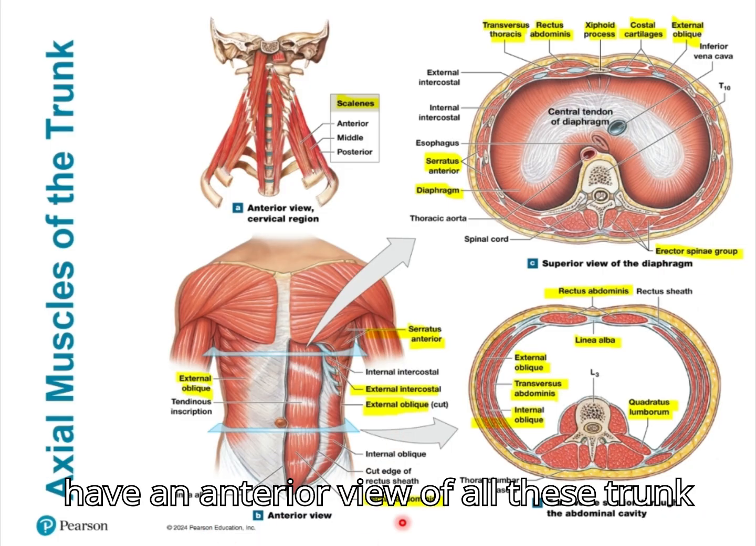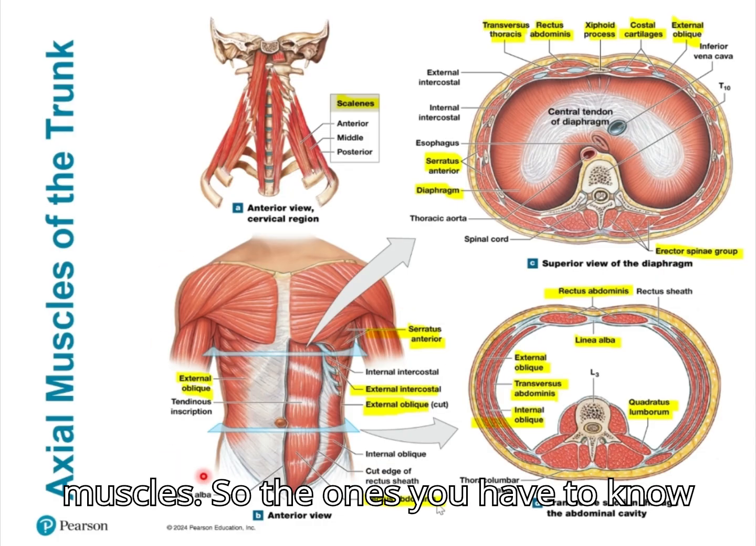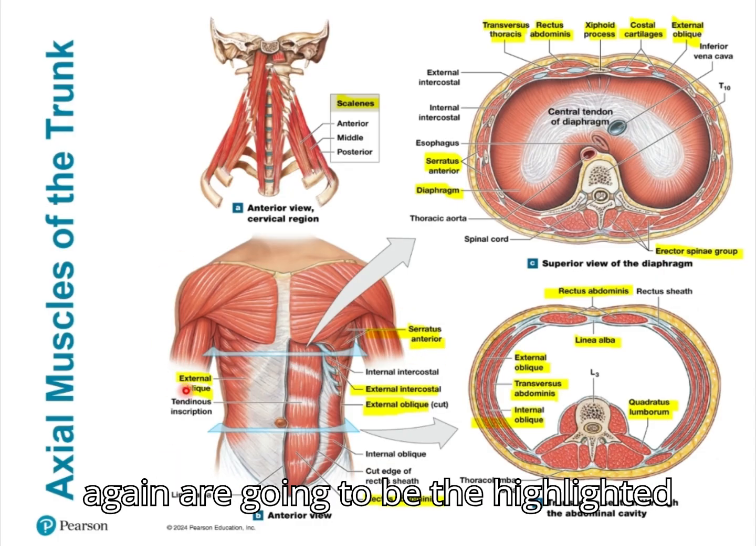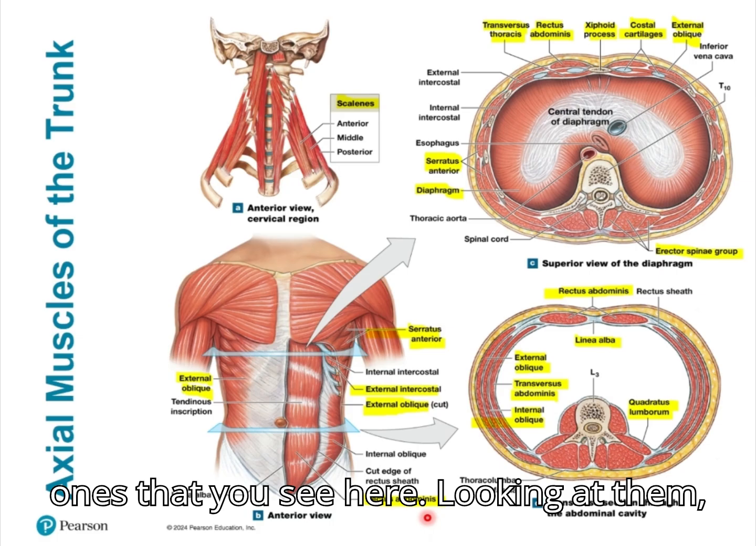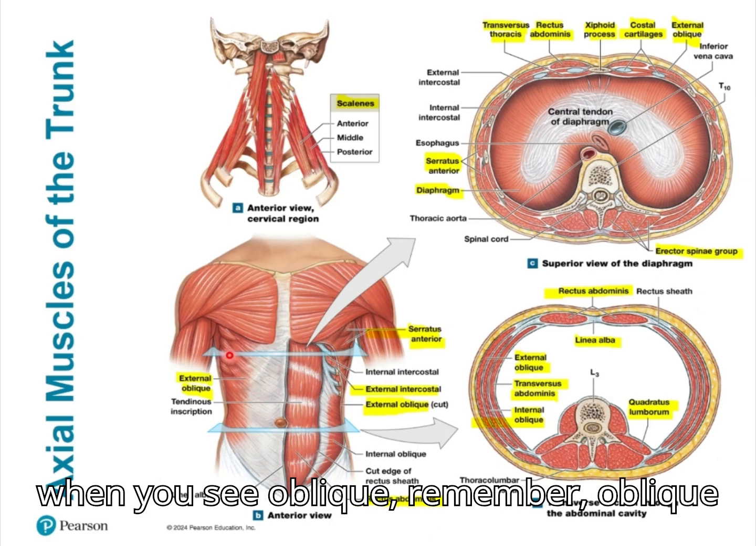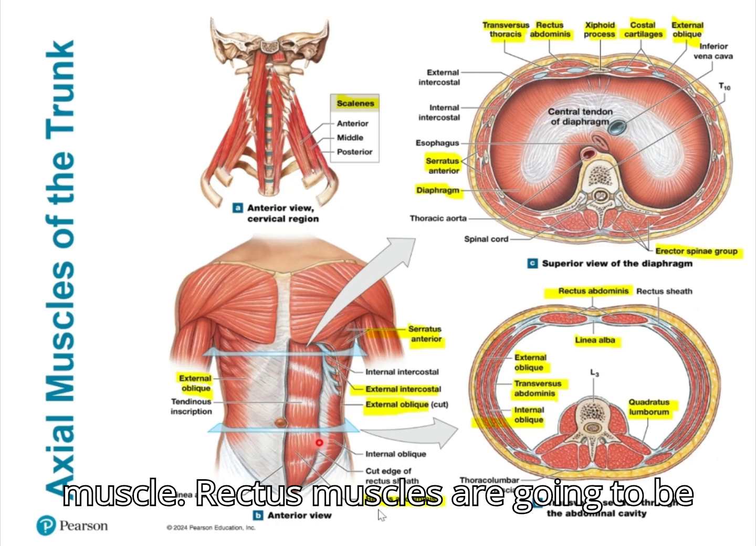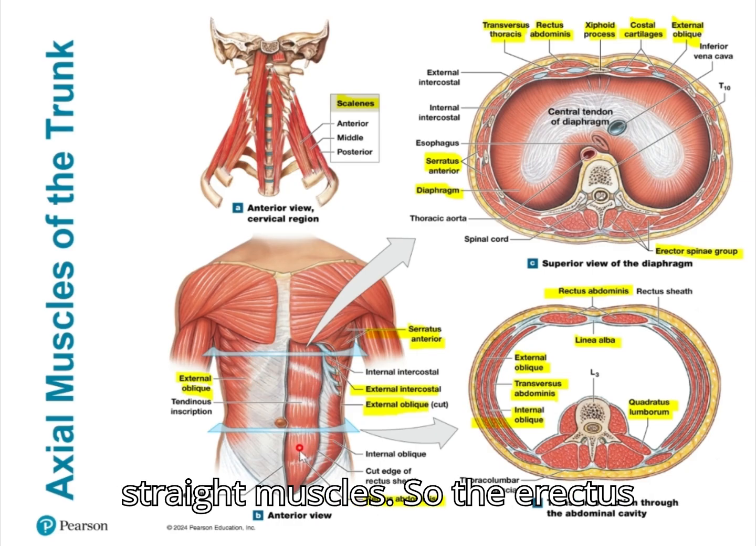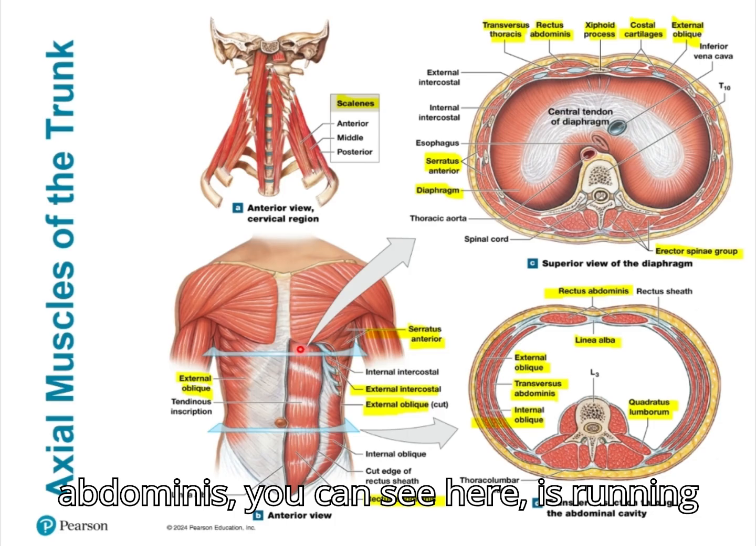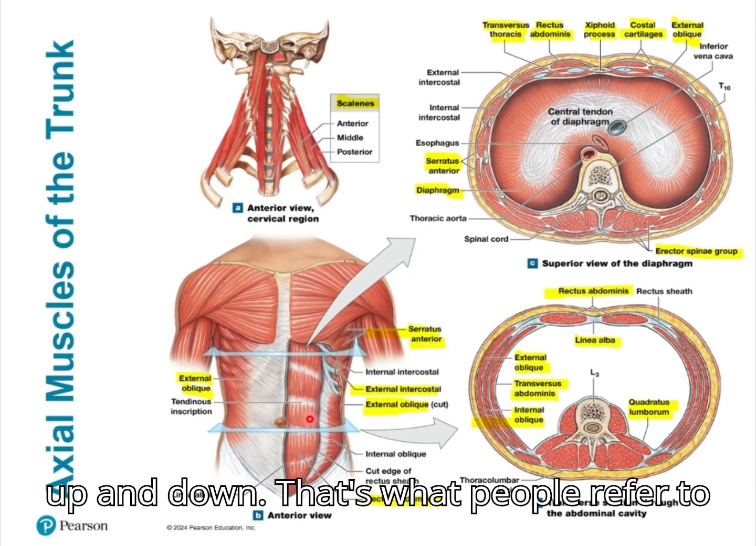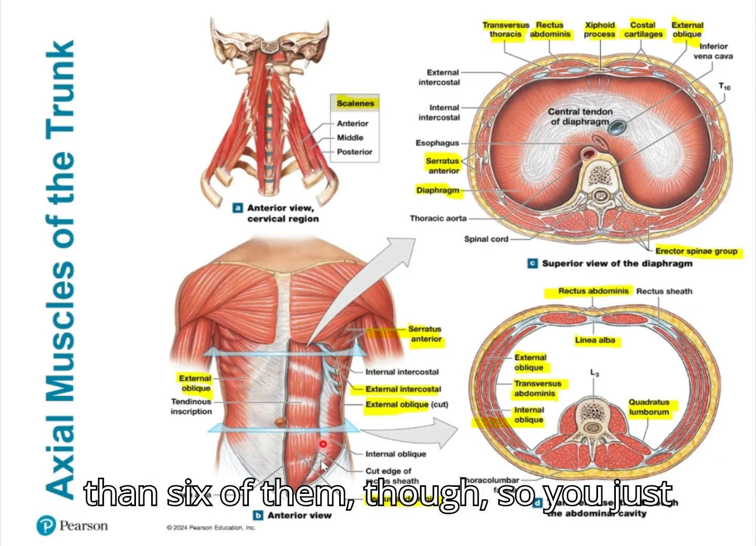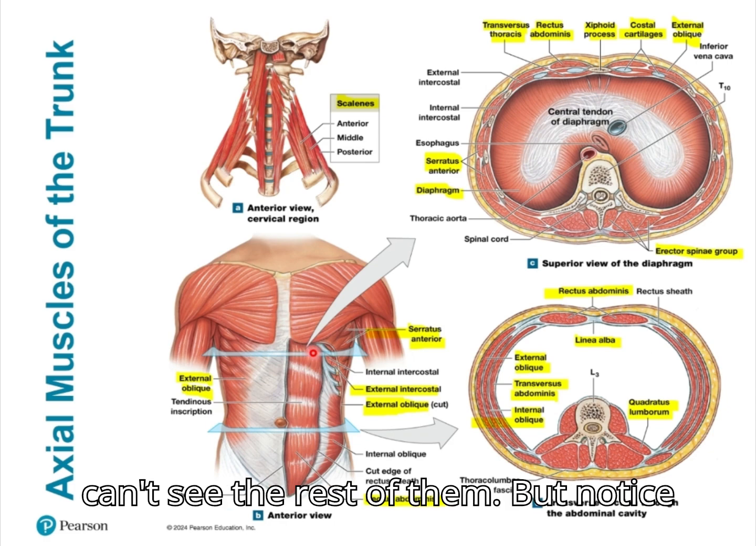Moving down here, we have an anterior view of all these trunk muscles. So the ones you have to know again are going to be the highlighted ones that you see here. Looking at them, when you see oblique, remember oblique is just going to be some sort of diagonal muscle. Rectus muscles are going to be straight muscles. So the rectus abdominis you can see here is running up and down. That's what people refer to as their six pack. You have actually more than six of them though, so you just can't see the rest of them.